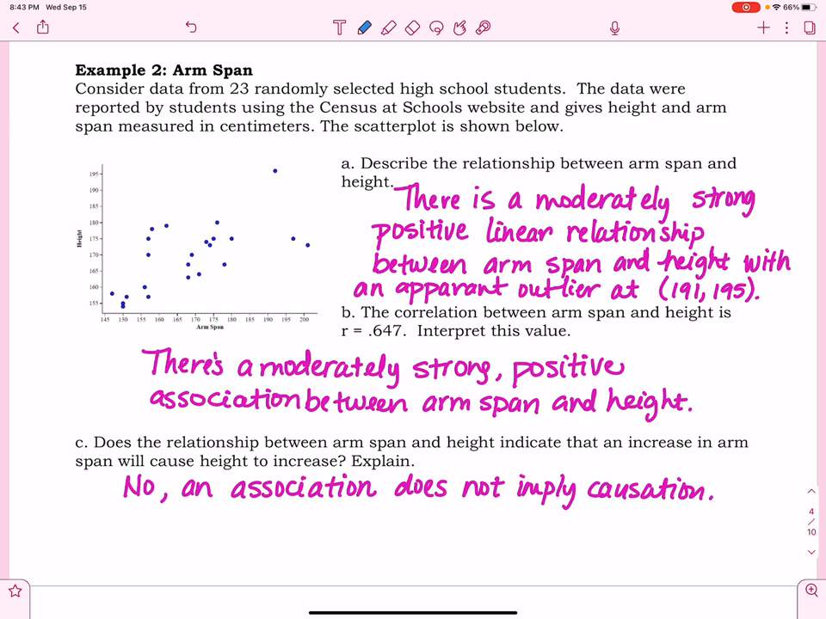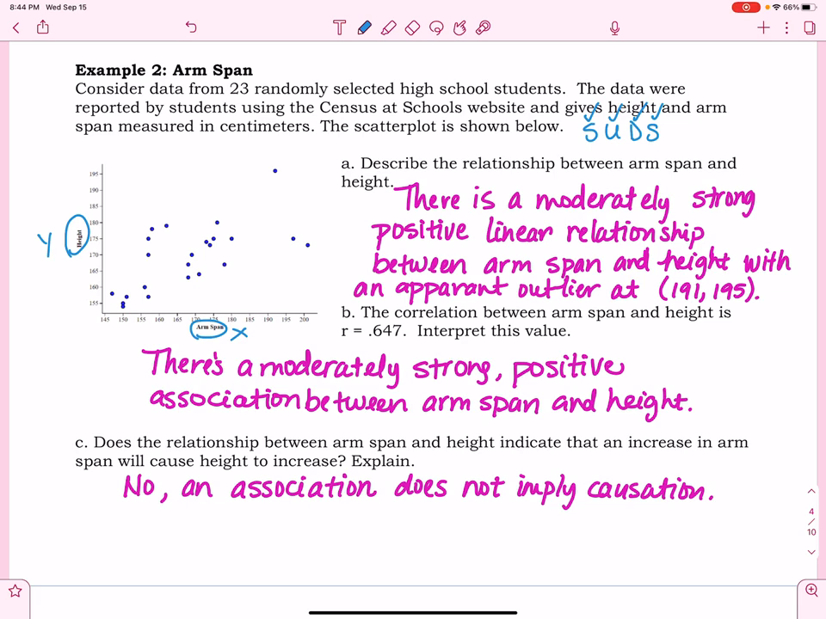As you can clearly see, height is my response variable and arm span is my explanatory variable. If I'm going to describe this, I'm going to use my cute little device here to remember this. I want to talk about shape, unusual features, the direction, and the strength. So that is what I'm going to do.